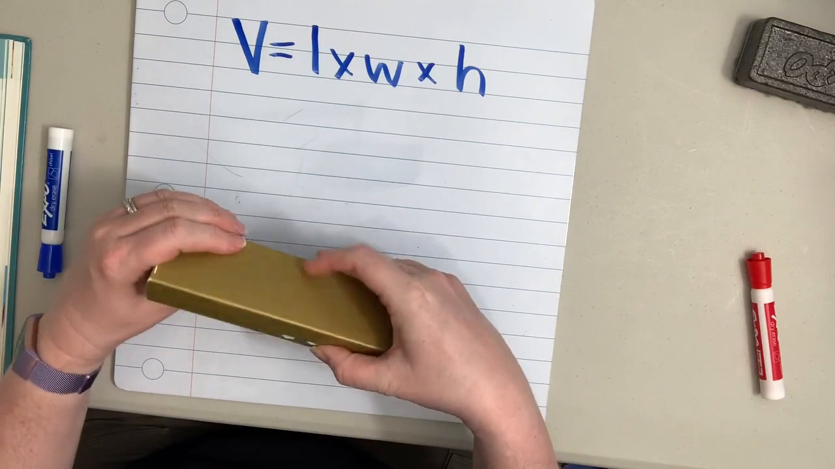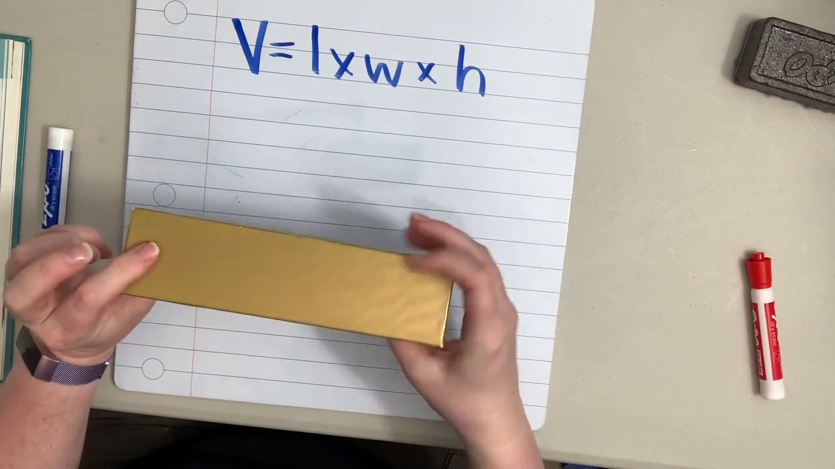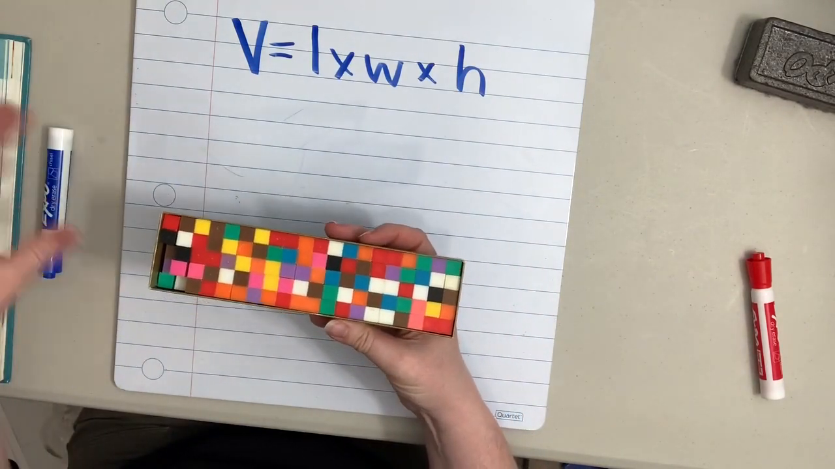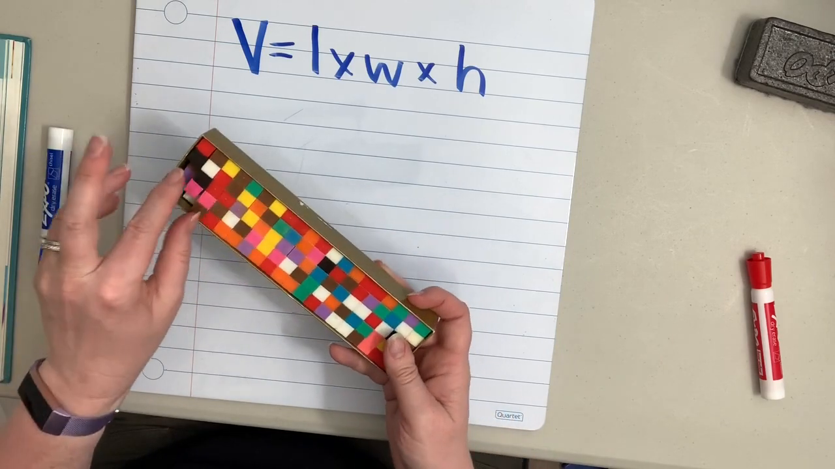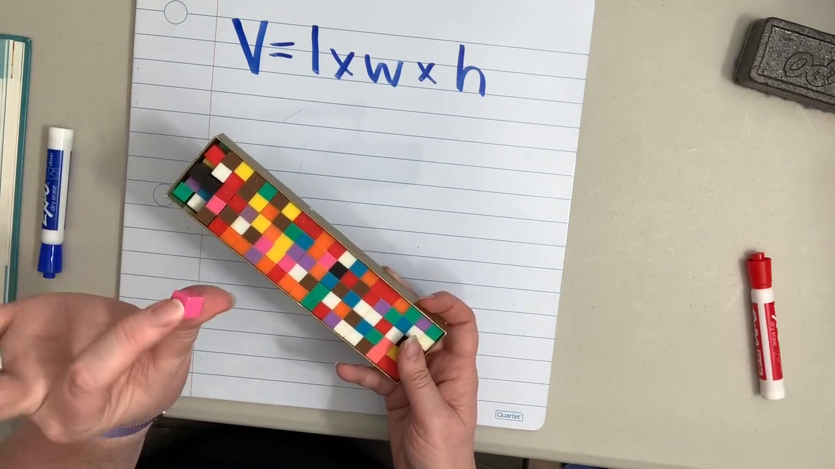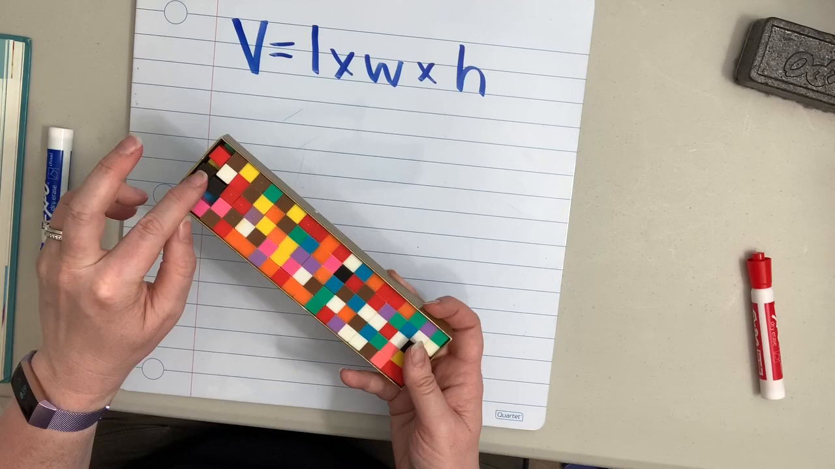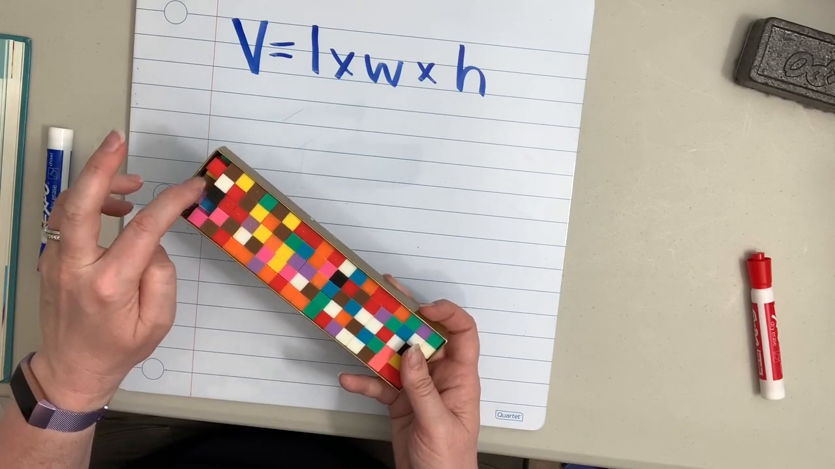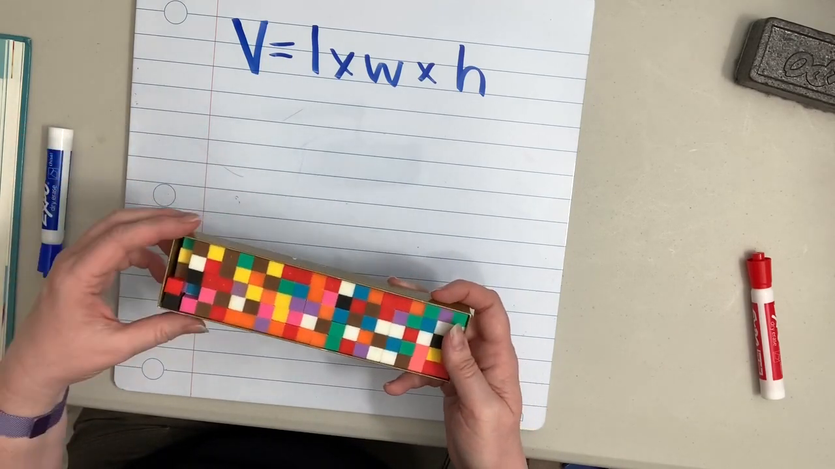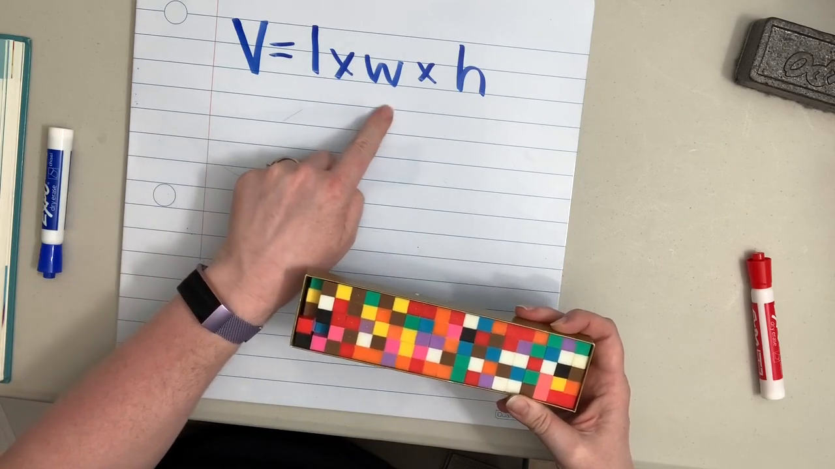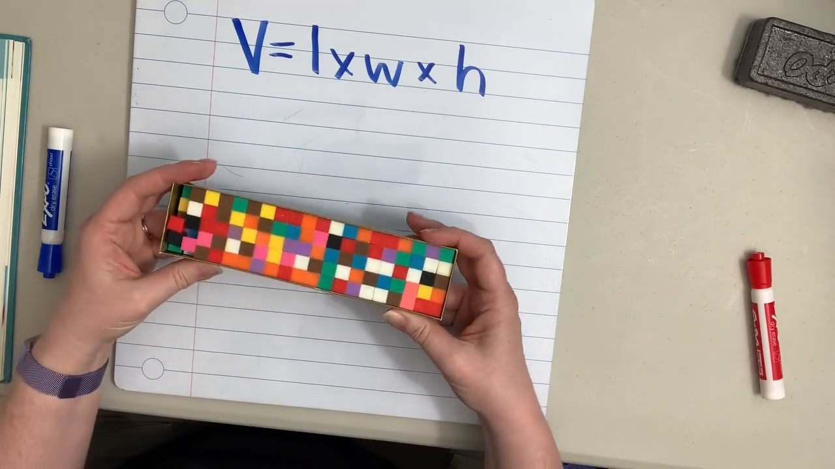I have a box here. It's not a very tall box, but it has centimeter cubes in it. And these are actual 1 centimeter cubes. And so if I wanted to know how many centimeter cubes actually fit in the box, I could do the length times the width times the height. So let's just check it out.